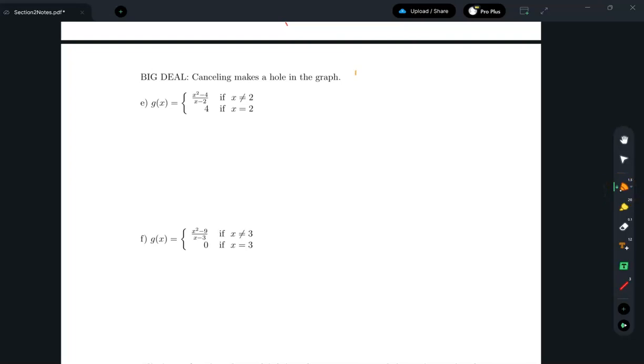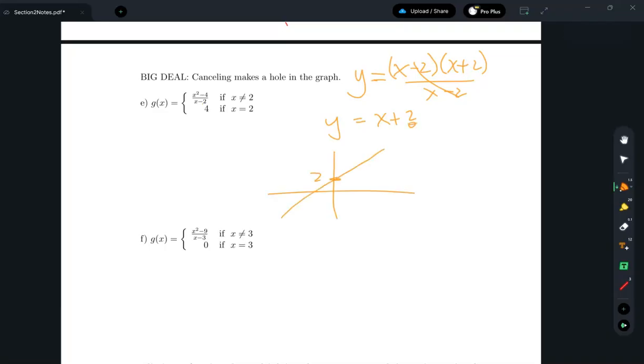I know if I gave you this graph here, x squared minus 4 over x minus 2, you can't help but see the difference of squares. And I know you do. So then you cancel. So what that gives me is the graph of y equals x plus 2. And you know that graph of y equals x plus 2 is just a line with y-intercept 2, right? That's what that 2 is.